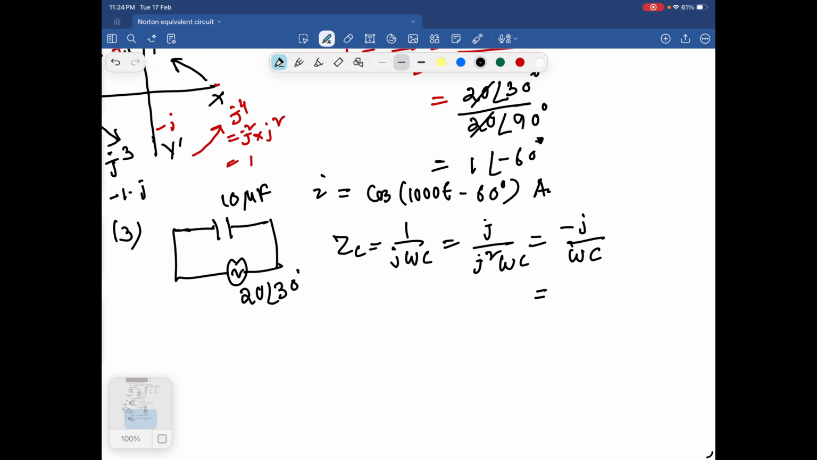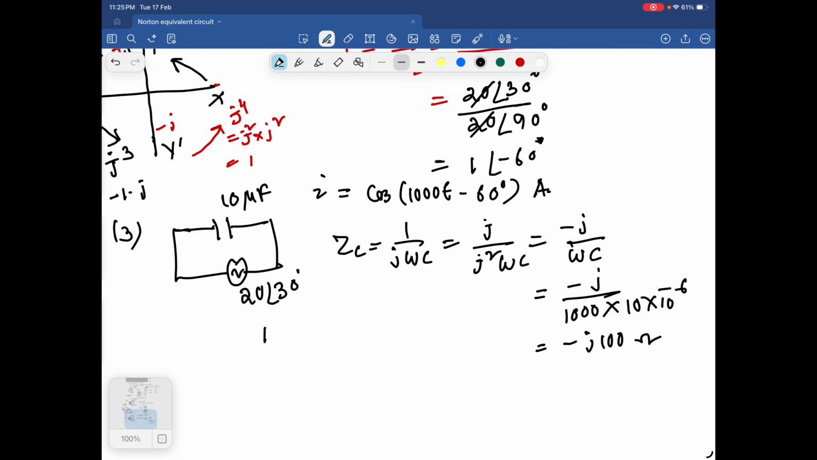So this is equal to minus j by omega, that is 1000, and c is equal to 10 microfarad, so 10 into 10 to the power minus 6. So it will be minus j 100 ohm. So ZC, the impedance of the capacitor, is equal to minus j 100 ohms.